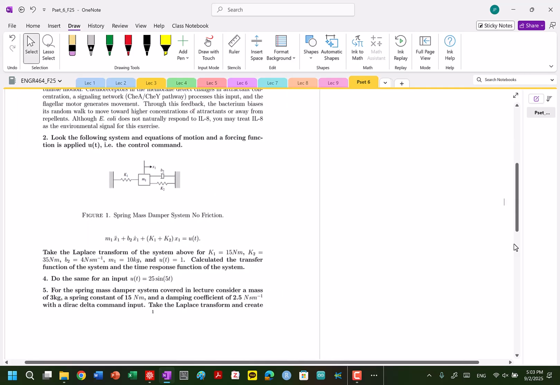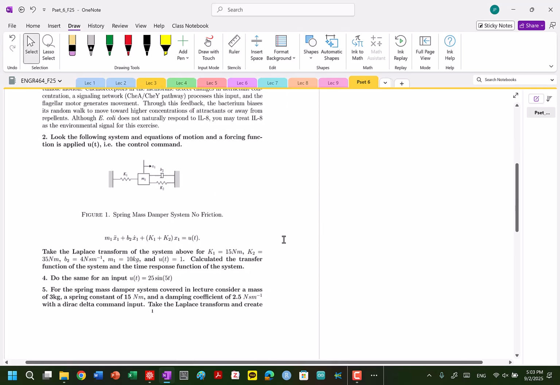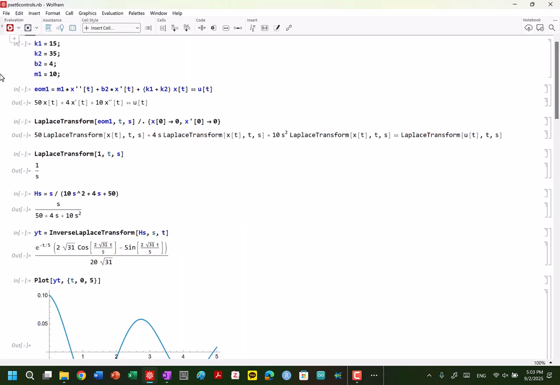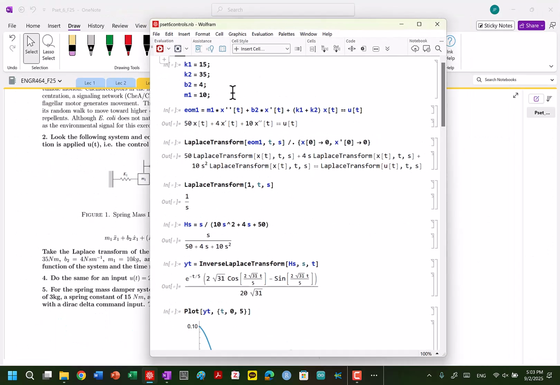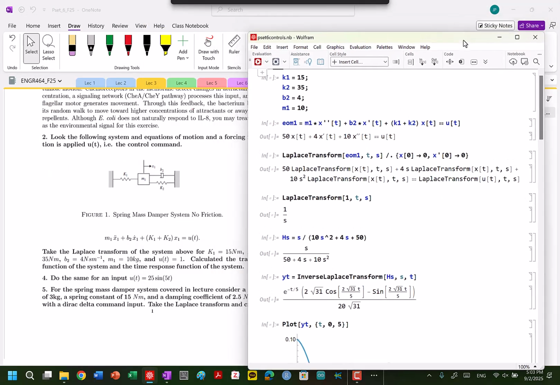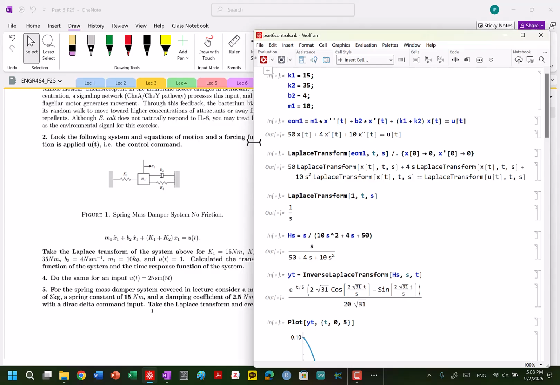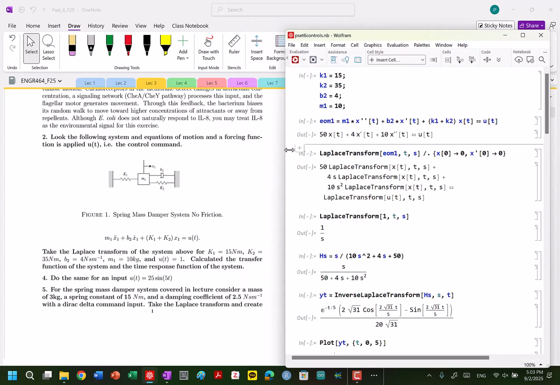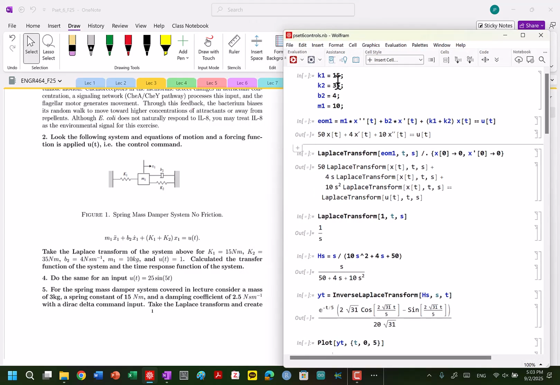All right, now let's look at the following system equation of motion. We have a mass going in this direction, and we have the equation of motion for the system. We're also told some other factors. I'm just going to move this over here. We're told that K1 is 15 newtons per meter, K2 is 35 newtons per meter, our damping coefficient is 4 newton-seconds per meter, our mass is 10 kilograms, and our input U of t is equal to 1.